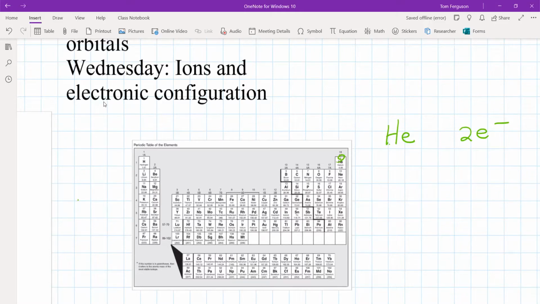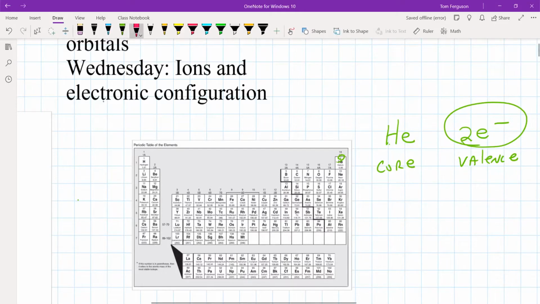Okay, so if we look at 2 electrons, remember there are core electrons and valence electrons. Core electrons are the innermost electrons. They are extremely stable. And the valence electrons are not stable.